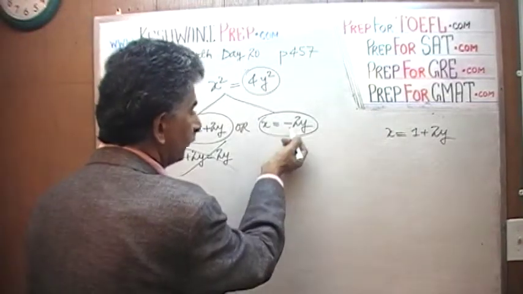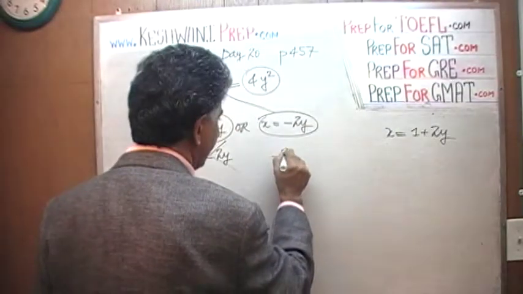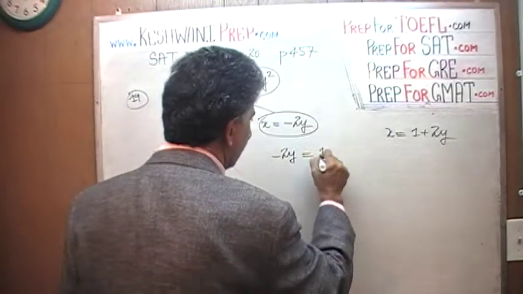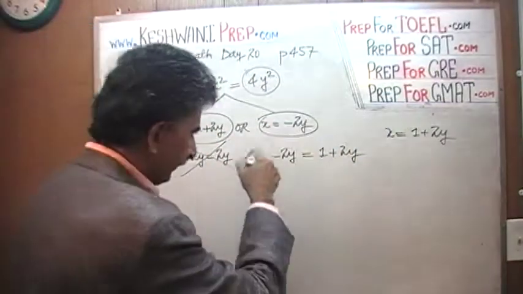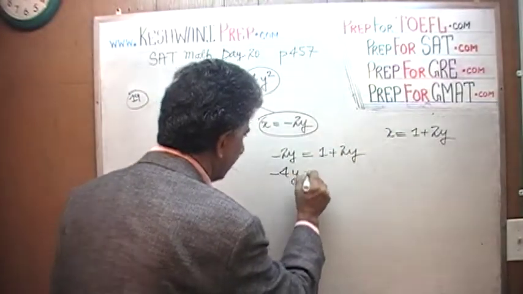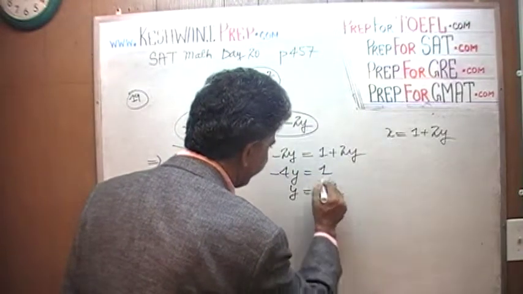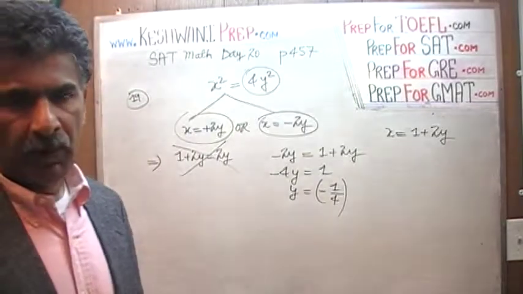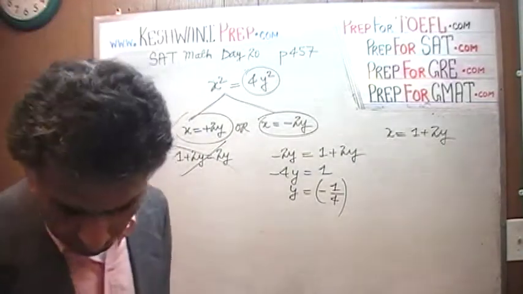So here x equals negative 2y, and here x equals 1 plus 2y. So that tells us that negative 2y must equal 1 plus 2y. Bring the 2y to this side and we'll end up with negative 4y equals 1, which tells us y equals negative 1 quarter. But we're not interested in y. The question is asking how much is x. Is negative 1 quarter one of the answer choices?